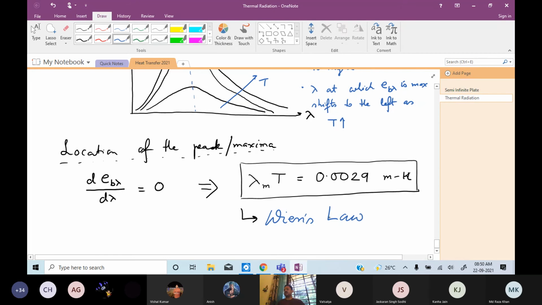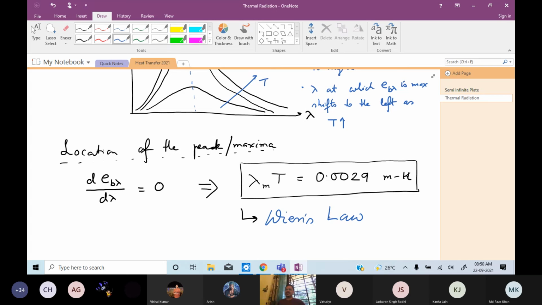I don't know why it is called displacement law. Is it because the peak gets displaced? Maybe. When I read in class 11, 12, I also knew it as Wien's displacement law. Later on, when I studied heat transfer, I saw several books referring to it as just Wien's law, some other books referring to it as Wien's displacement law. Either way, they're the same. They're used synonymously.